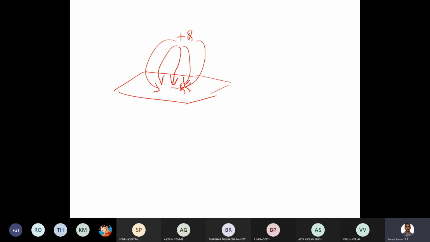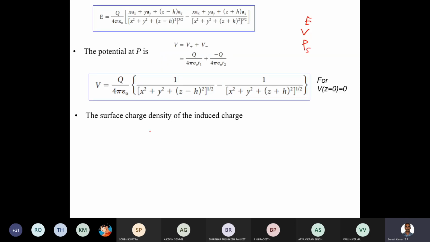Okay, so the amount of charge induced will be minus q. Now we want to see what is the charge induced at z equal to 0, on this metal. How much is the charge induced? That's what you want to check. So rho s you have to calculate. That is the charge density, because below which you have a metal.